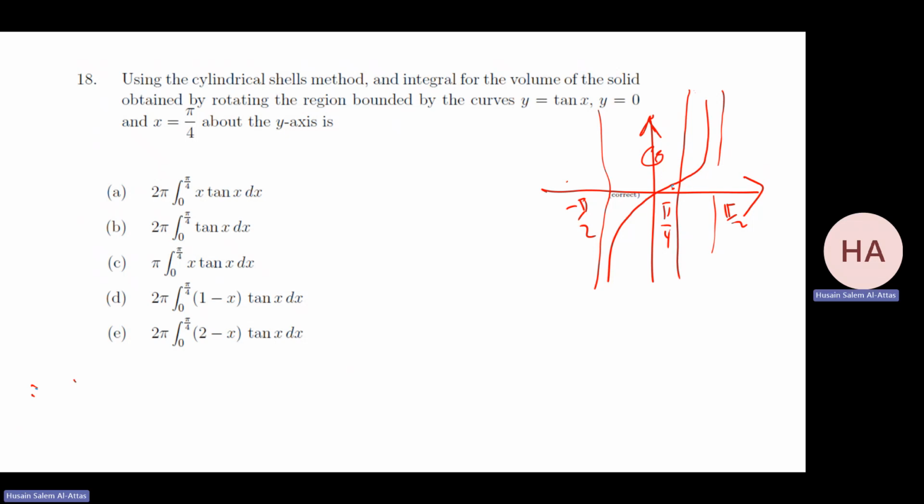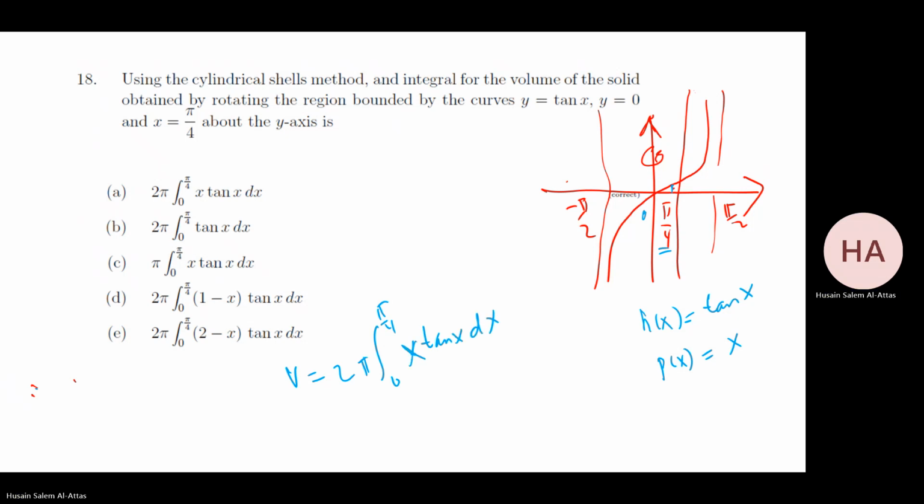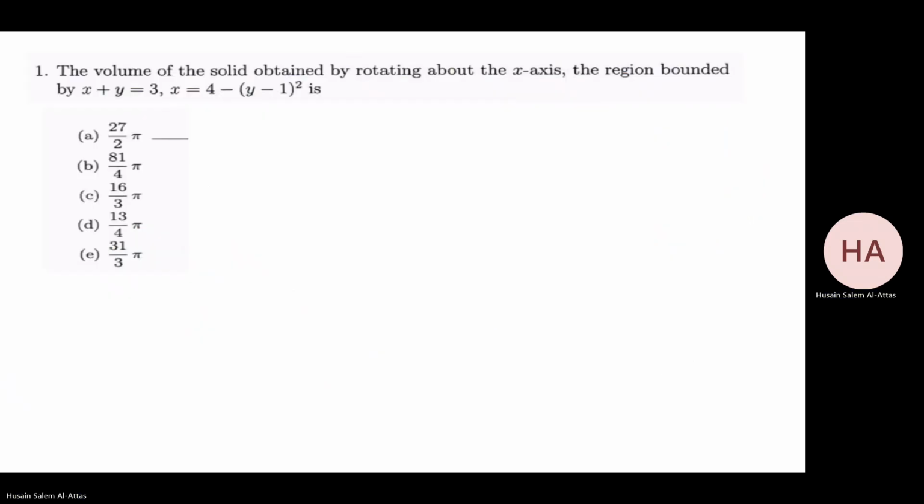So I have this is my line. So it will be h of x, which will be tan x. What is b of x? That will be x. From where to where? From 0 to pi over 4. So v equal 2 pi integral from 0 to pi over 4 of x tan x dx. That will be the answer. The one is obtained by this and this.